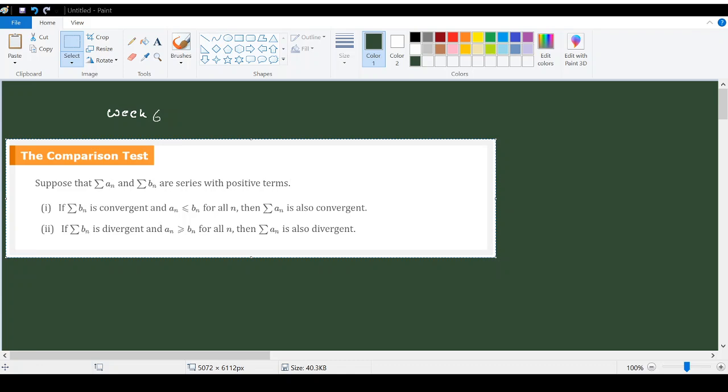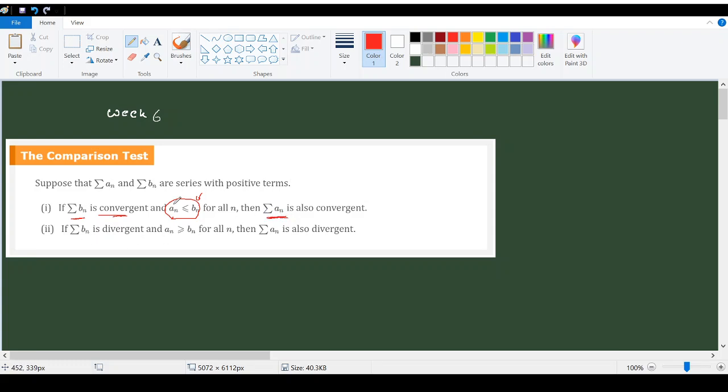Okay, the next test that we are going to learn is the comparison test. You can consider it as a theorem as well. This comparison test and the comparison test that we did for integrals are almost the same. So the basic idea is, if you have this sort of a comparison, and if the larger series converges, then the smaller series will also converge.